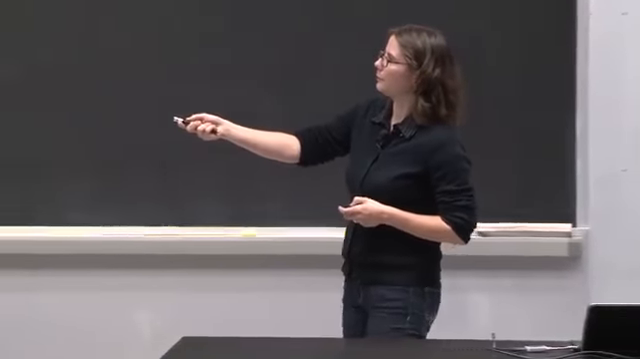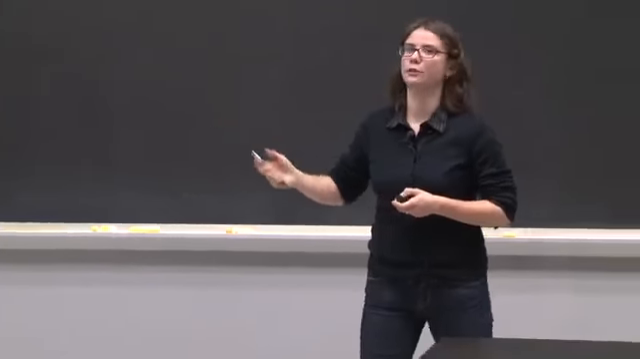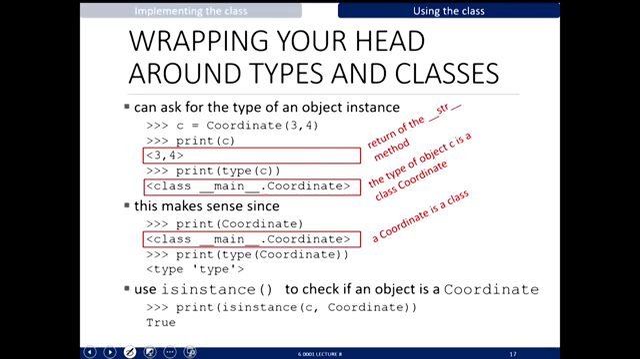If we look at coordinate as a class, if we print coordinate, it's a class named coordinate. So this is what Python tells us. And if we print the type of coordinate, well, that's just going to be a type. So class is going to be a type. So you're defining the type of an object.